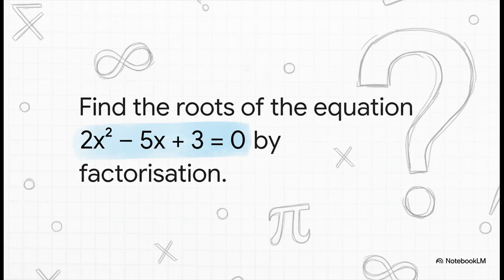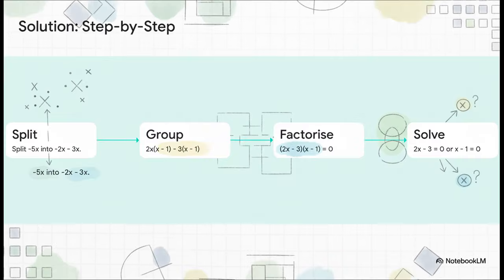Let's start with this one. 2x squared minus 5x plus 3 equals 0. Our mission is to find the values of x that make this statement true. Let's follow our steps. First, we need to split that middle term, minus 5x. We're going to split it into minus 2x and minus 3x.